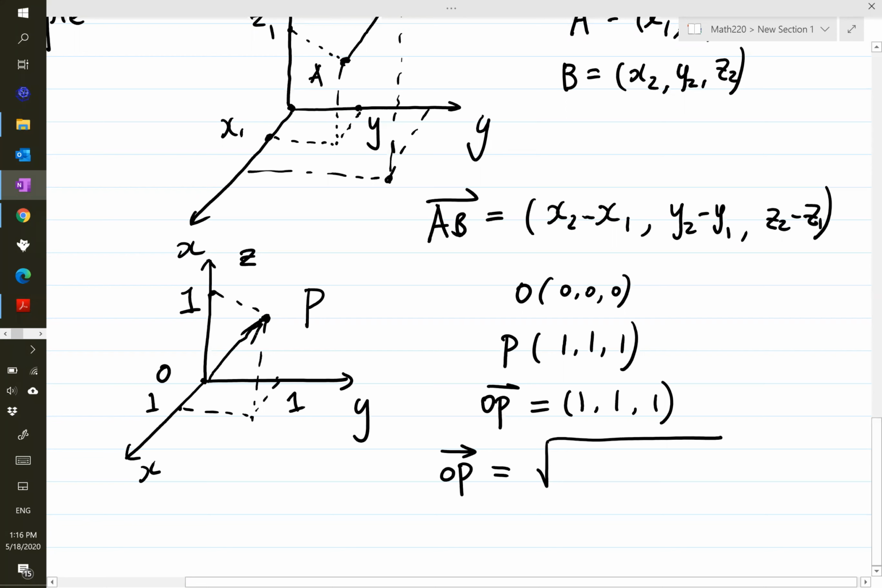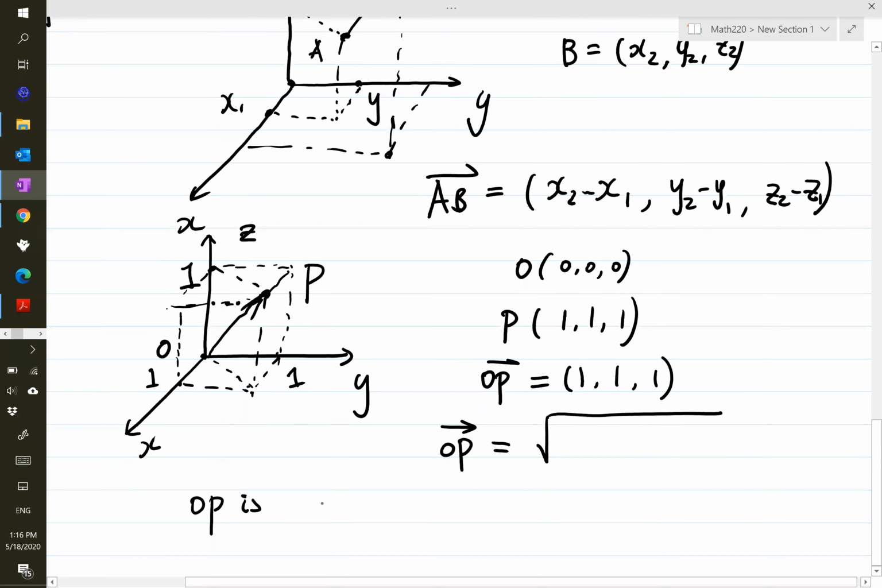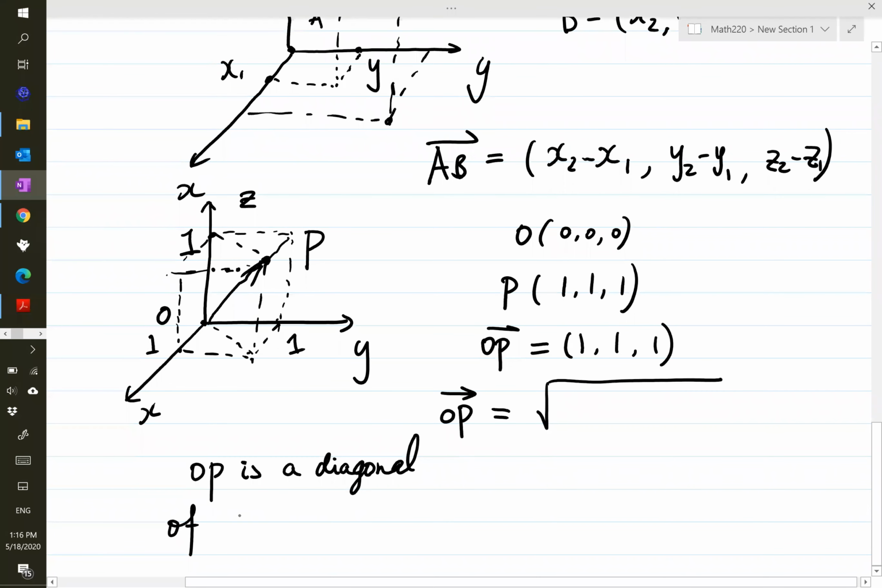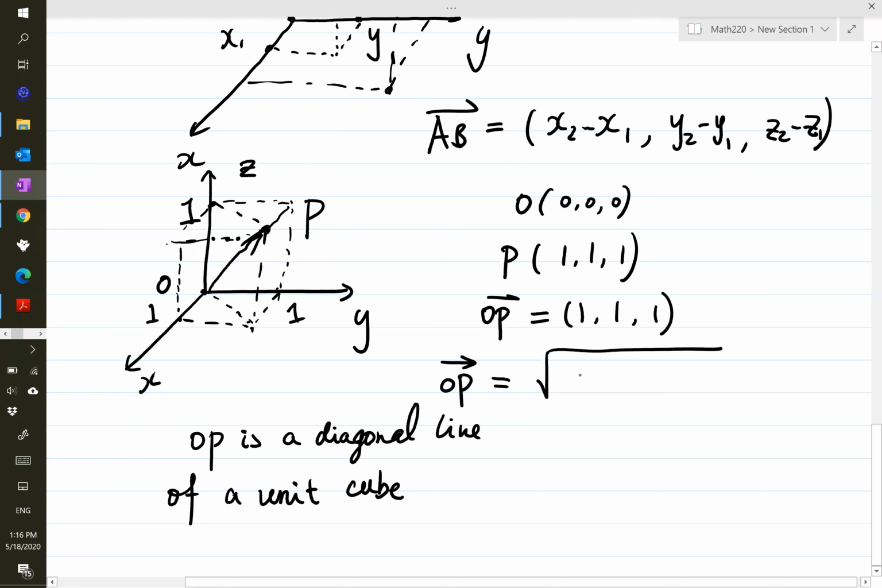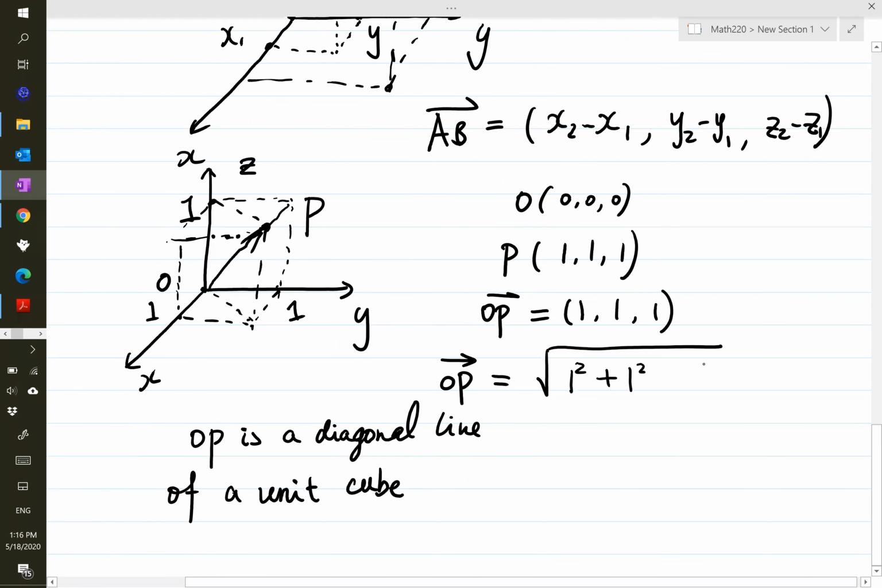Now you see this OP is nothing else than the diagonal of a cube. If we plot it this way, you see it is a diagonal of a cube, a diagonal line segment of a unit cube. So the length of OP is the sum of squares and then take the square root. So this will be square root 3.